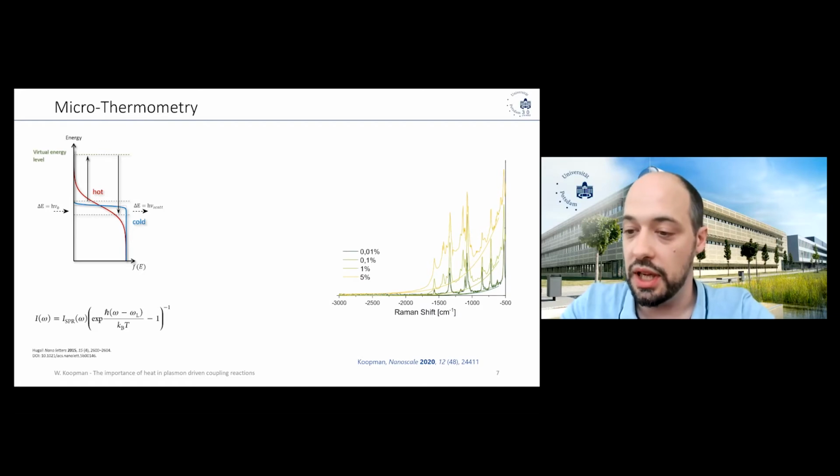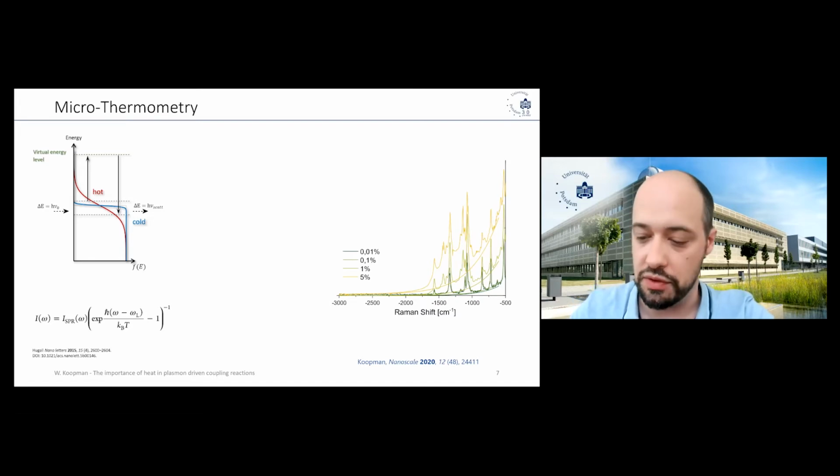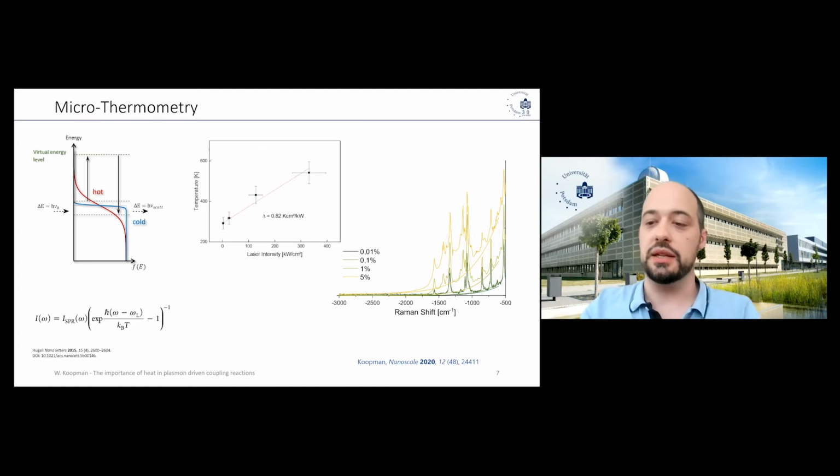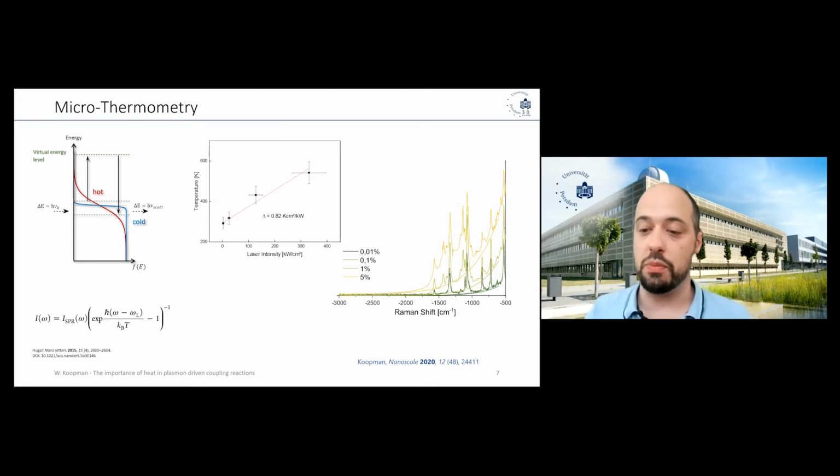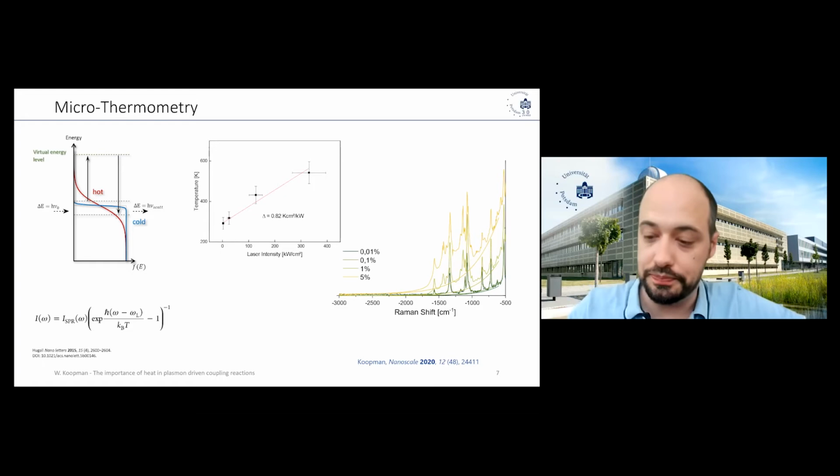So this is the anti-Stokes background for different intensities, fitted to the Fermi-Dirac distribution. These are different filters we use to get different intensities. Using this, we can now make a plot where we calibrate the temperature against laser intensity. So we know exactly that with a certain laser intensity, this is the temperature our particles have.